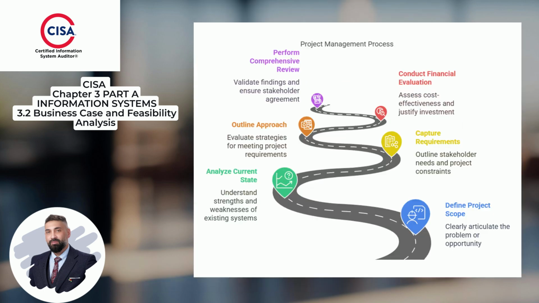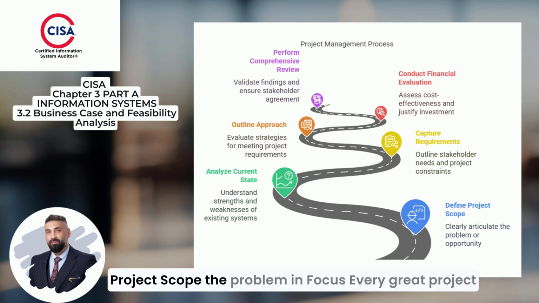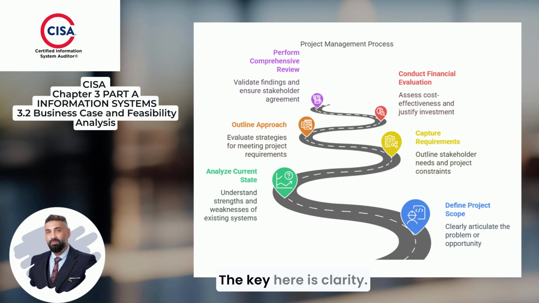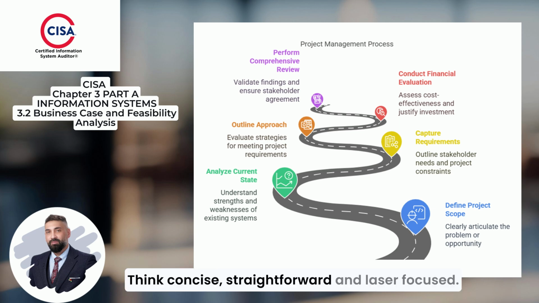Let's go through them. 1. Project scope, the problem in focus. Every great project begins with a clear definition of what it's about. In this first step, the project scope is mapped out. Essentially, this is where you answer the question, what is the problem or opportunity we're tackling? The key here is clarity. Think concise, straightforward, and laser-focused. If the scope is muddy from the start, the entire project risks running into confusion, delays, or worse, failure.